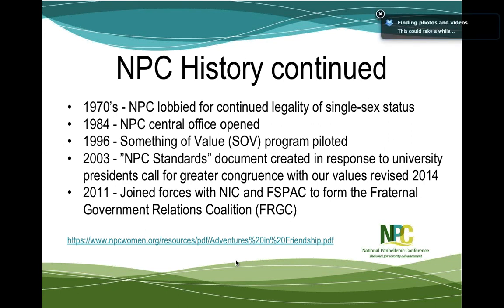The NPC standards were created in 2003 in response to a document called the Call for Values Congruence.